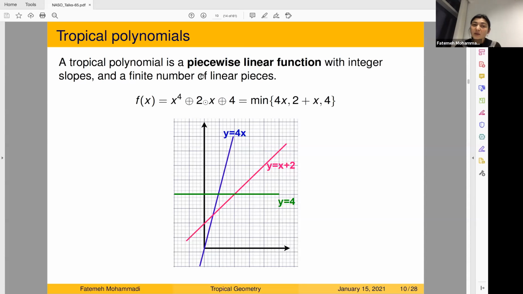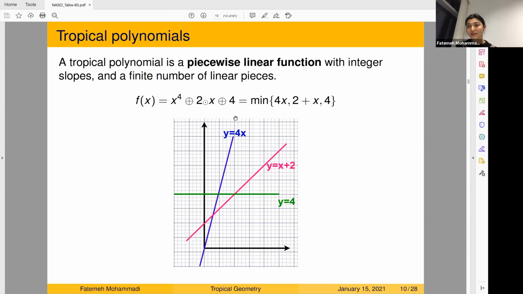So I just take a polynomial in which the usual sum has been replaced by the tropical sum, and the usual multiplication with the tropical multiplication. Okay, so now my polynomial was x^4 plus 2x plus 4, and I have replaced them with the tropical sum and multiplication. So that means I have 3 terms, right? My polynomial has 3 terms, x to the 4th, 2x, and 4.